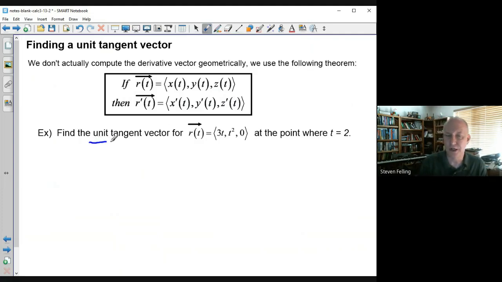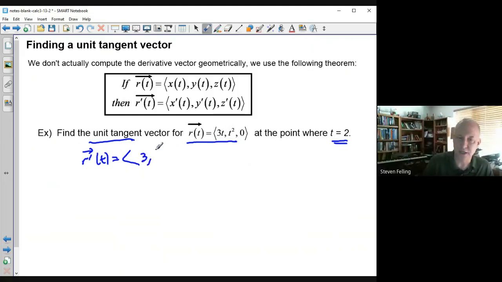So let's say I wanted to find the unit tangent vector for this given vector, and evaluate it specifically at the point when the input parameter t was 2. Once we do one, you'll see it's actually not that complicated. It sounds more complicated than it is. First we're going to find the r prime vector. It's a function of t, so I'm just going to take the derivative of the x, y, and z components, treating t as the variable. The derivative of 3t would be 3, the derivative of t squared would be 2t, and the derivative of 0 would be 0. So this is called the tangent vector.